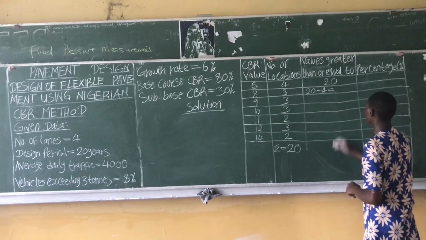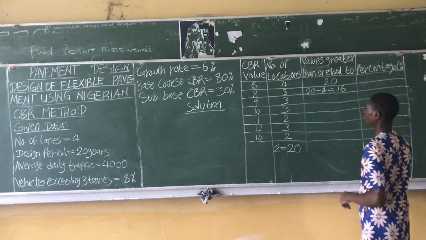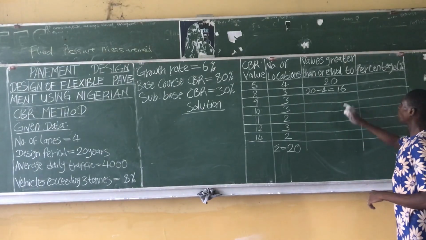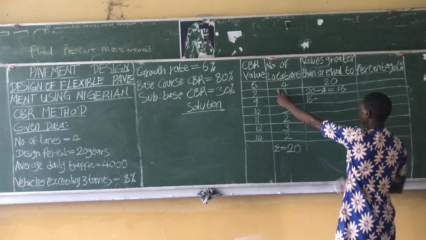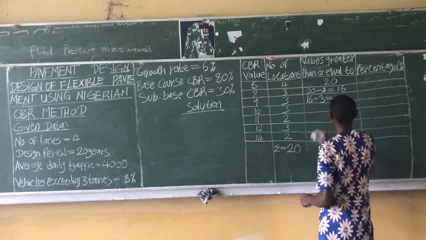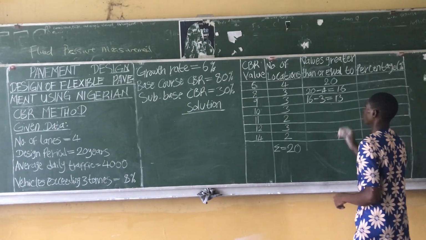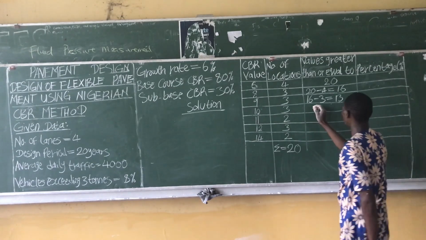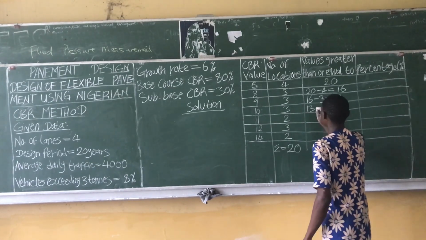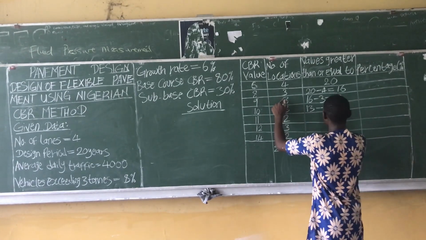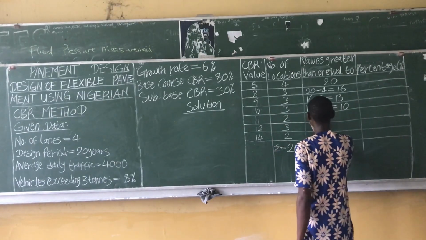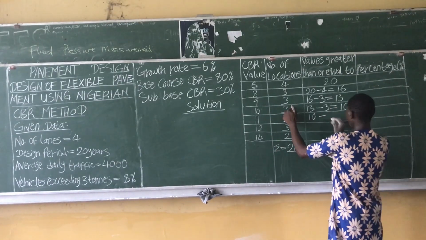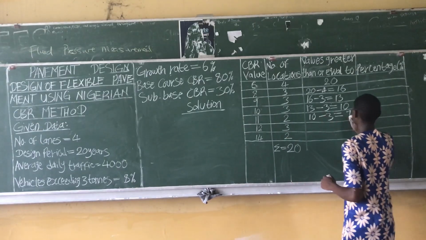Now we equal to what? 16. So for the next row, it will be 16 minus 3. That will be equal to what? 13. For the next row, it will be what? 13 minus 3. That will be 10. For the next row, it is 10 minus 3. And that will be 7.